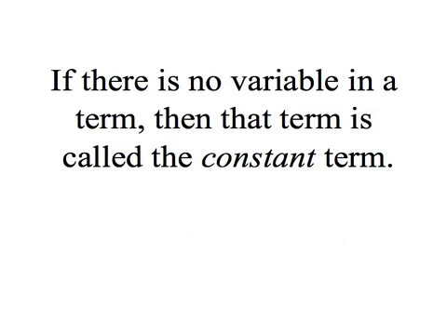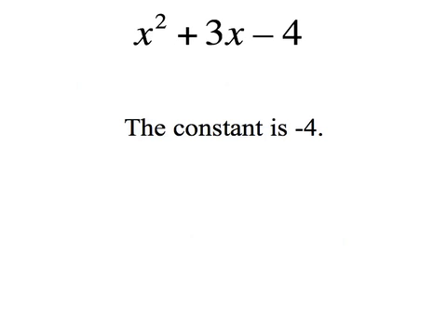If there is no variable in a term, then that term is called the constant term. So in this trinomial, the constant term is -4. Remember that when you have subtract 4, that's the same as adding -4. So we say that the constant is not just 4, we say that it is -4.